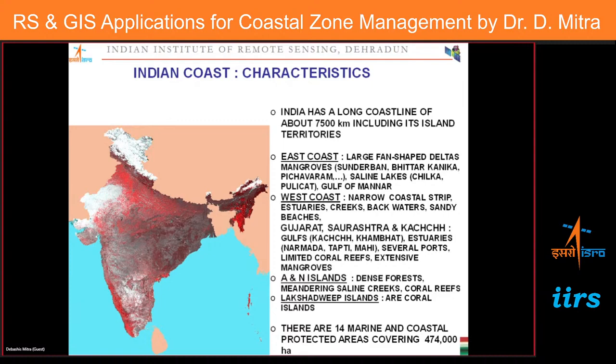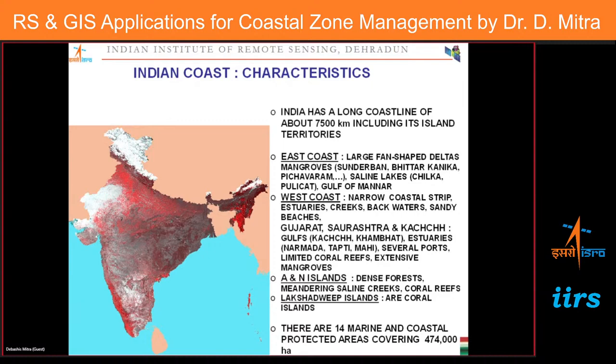We have Sabarmati, Mahi, Narmada, Dadar. These are important rivers with estuaries. We have the Gulf of Khambat and the Gulf of Kutch. Lots of industries are there on the West Coast. Limited corals, but extensive mangroves are also there on the West Coast. On the West Coast, we have creeks, backwaters, sandy beaches.